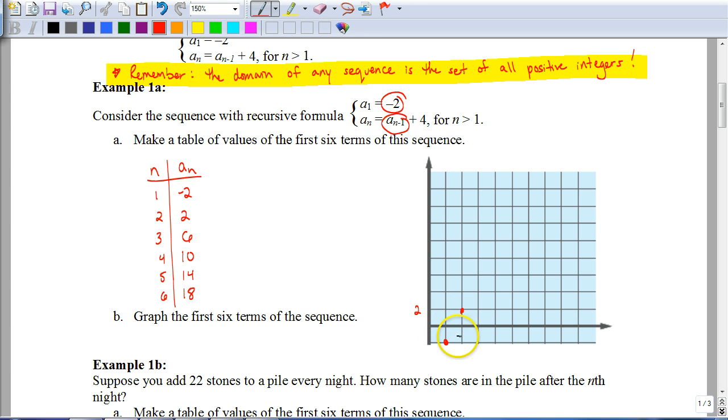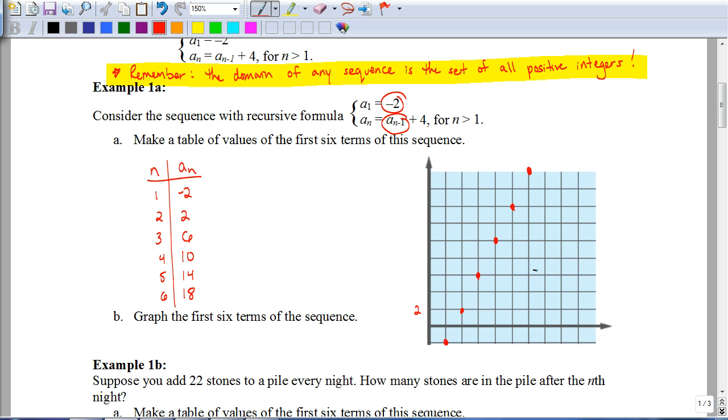Okay, so at the point (2, 2), the point (3, 6), so 2, 4, 6 would be here. The point (4, 10), where x is 4, y is 10: 2, 4, 6, 8, 10. And the point (5, 14), so 2, 4, 6, 8, 10, 12, 14, and 16, 18.